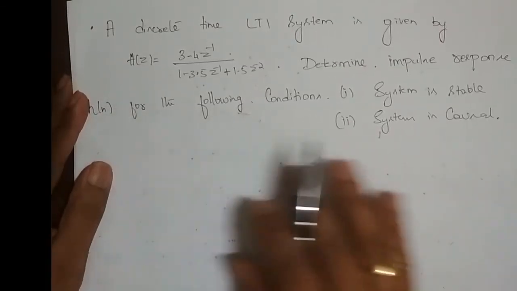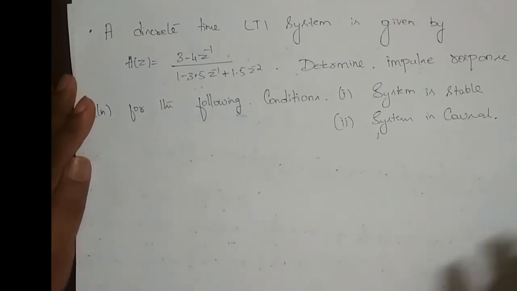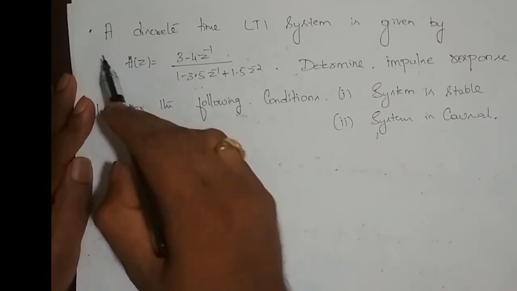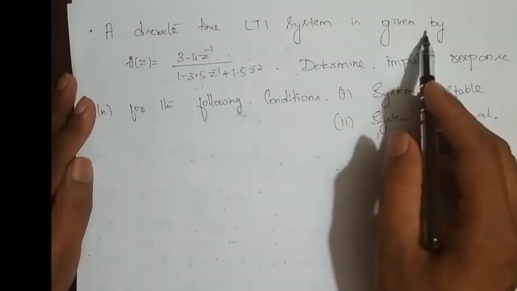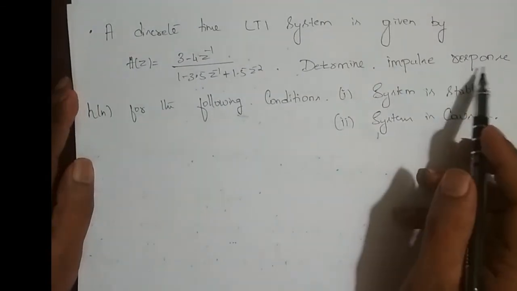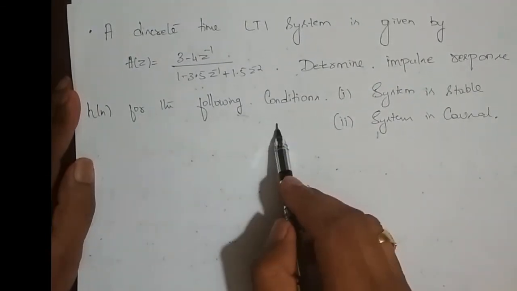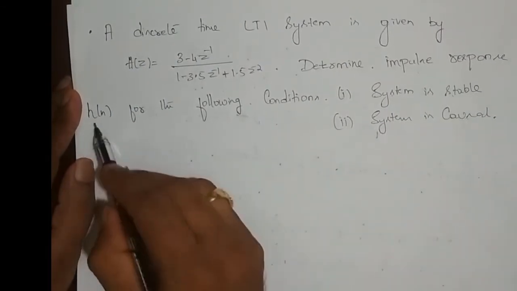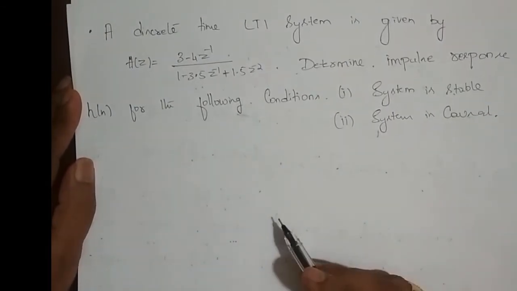Take this as an exercise problem and try to solve it. I'll give you the intermediate result and you solve it and cross check it. The problem: a discrete time LTI system is given by H of z as this. It's a second order system. I need to determine its impulse response for the following conditions: if the system is stable, and if the system is causal.